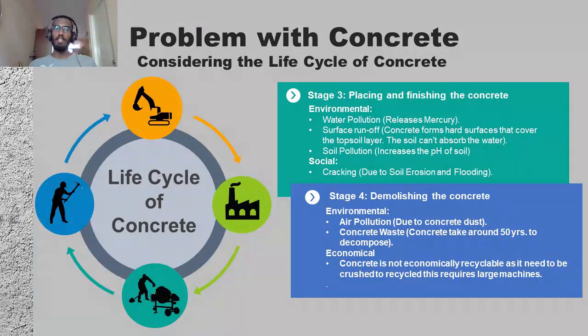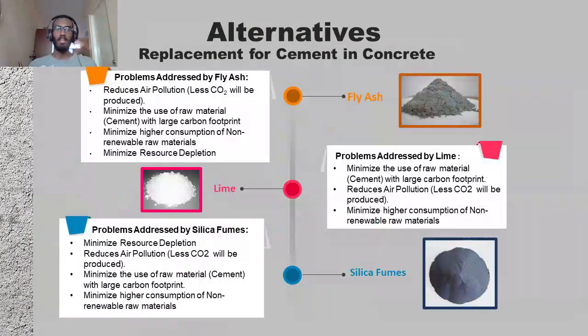Water pollution is a threat as it releases mercury into water. Concrete forms a hard layer covering the topsoil, so the topsoil cannot absorb water. Soil pollution is also an issue as it increases soil pH. Air pollution at the end use of the concrete is one of the main problems of concrete, along with concrete waste taking around 50 years or longer to dispose. Concrete is not economically recyclable as it needs to be crushed and reused once again, which needs more energy and large machines. Possible replacements for cement in concrete are fly ash, lime, and silica fumes.